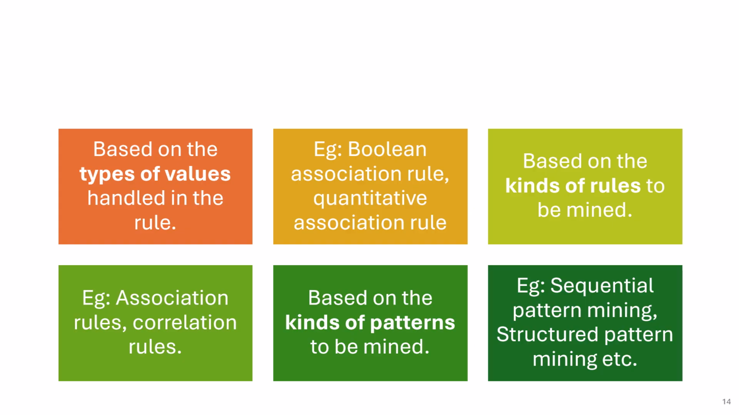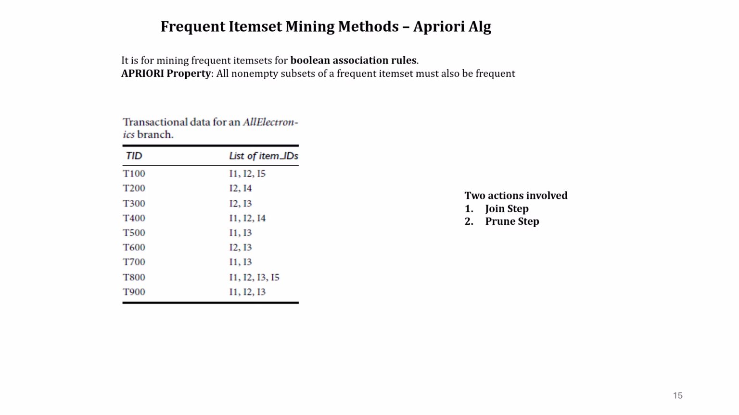Based on the types of values handled in the rule, examples are Boolean association rules and quantitative association rules. Based on the kinds of rules to be mined, examples are association rules and correlation rules. Based on the kinds of patterns to be mined, sequential pattern mining and structured pattern mining. Frequent item set mining methods: the Apriori algorithm is given. It is for mining frequent item sets for Boolean association rules.